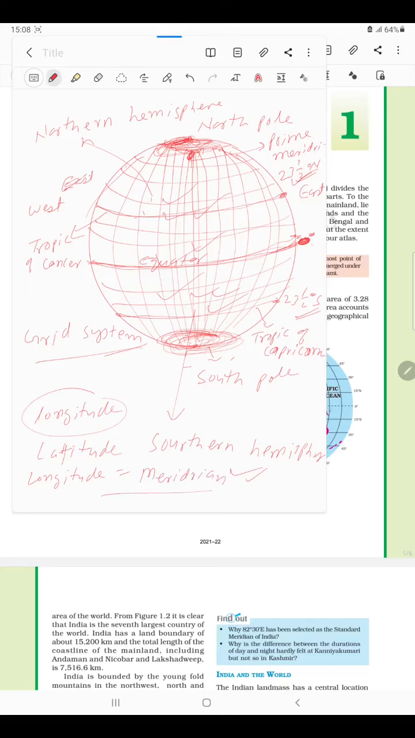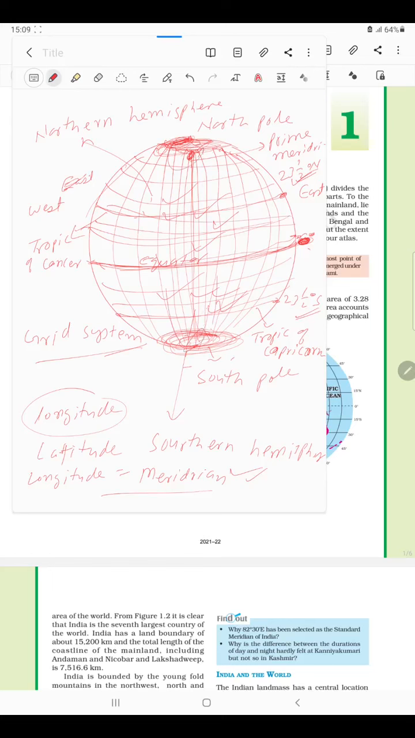That means 0 degree latitude is called equator. 0 degree longitude is called prime meridian. Clear? 0 degree latitude divides the whole globe into two parts, northern hemisphere and southern hemisphere. Clear? Latitudes never meet, they are parallel to each other. Longitudes meet at the pole. Clear? All points are clear up to here.